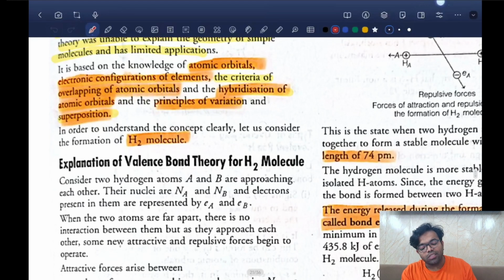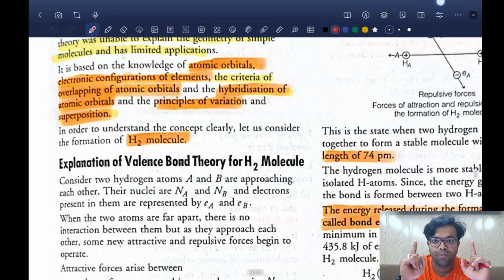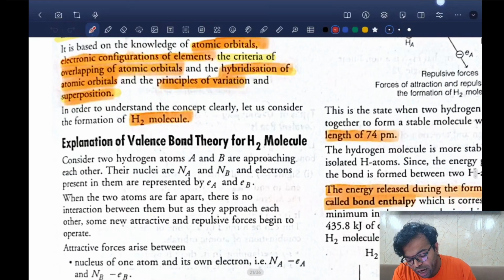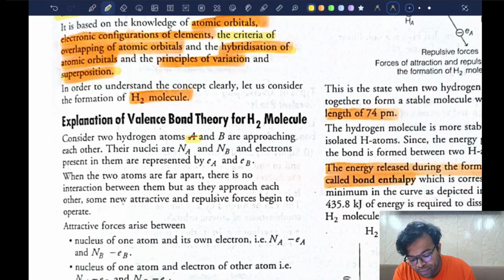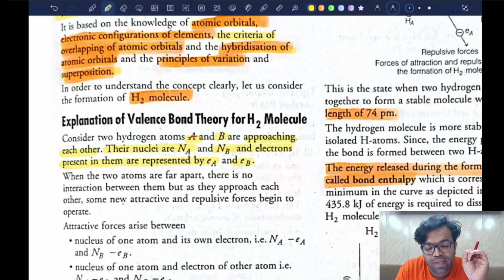Now, in order to understand the concept clearly, let us consider the formation of the H2 molecule. We know that there is a single bond between the two hydrogen atoms. Consider the two hydrogen atoms A and B, approaching each other. Their nuclei Na and Nb and the electrons present in them are represented by Ea and Eb. So Na represents the nucleus of hydrogen A, Nb represents the nucleus of hydrogen B, and both are surrounded by their corresponding electron clouds, Ea and Eb.